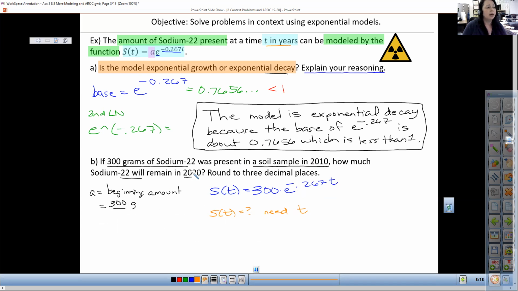And so I'm looking at, okay, well, I should not use 2020 because it's not a calendar year that's implied here, but a quantity of years. So my t would be my 2020 year minus my 2010 year to give me a 10-year increment over time that I'm looking at, okay, how much has this decreased over a 10-year period? So now I am calculating S of 10.